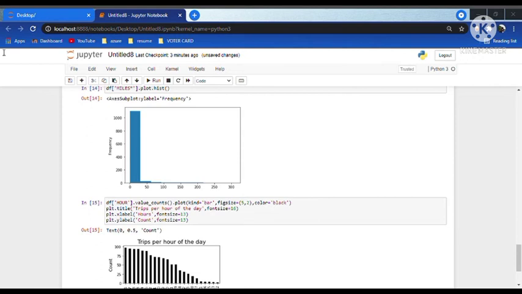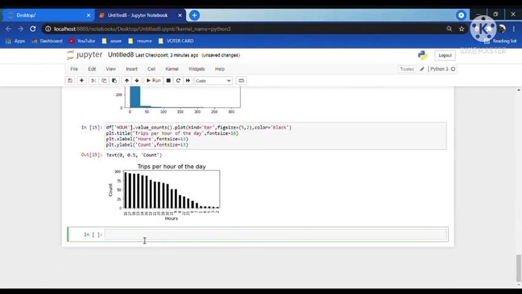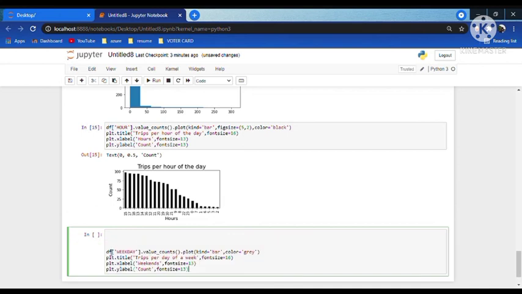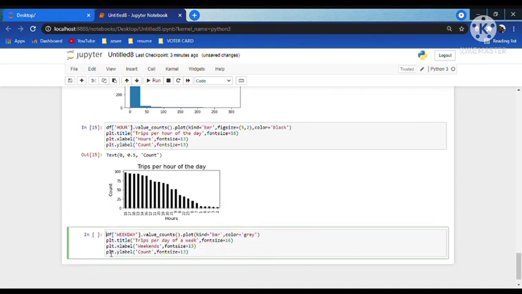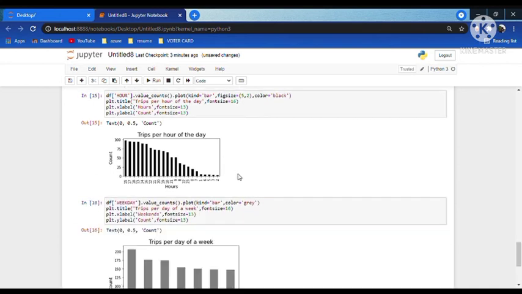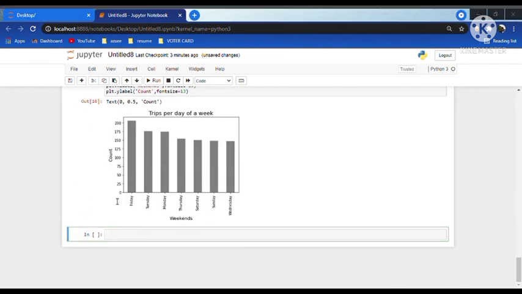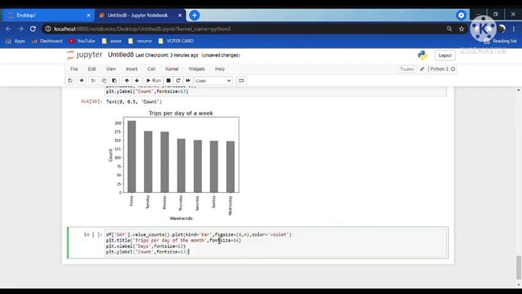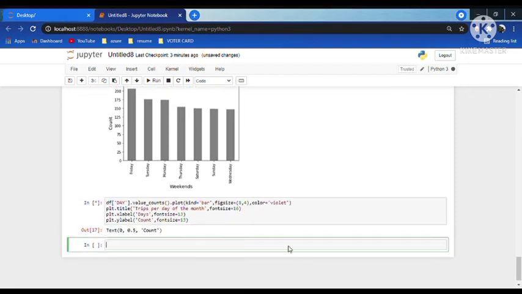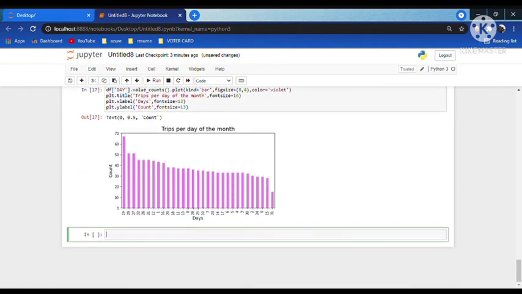The graph is for count versus each and every day in a month, and this will show the peak hours and the dates when the cabs are mostly used. And next one, the trips for each day in a week. This is also a graph of counts versus weekdays. And the next command is for trips per day in a month, how many trips people have booked on each and every day in a month.